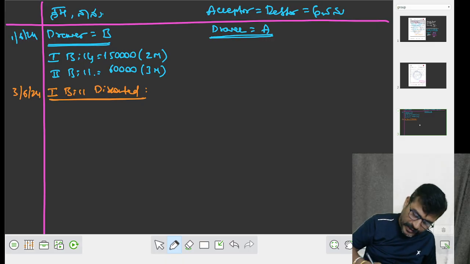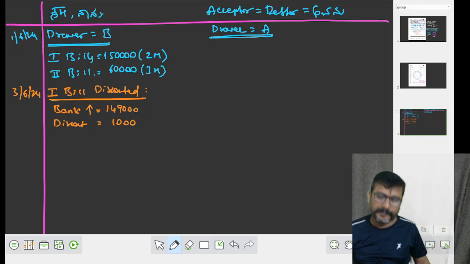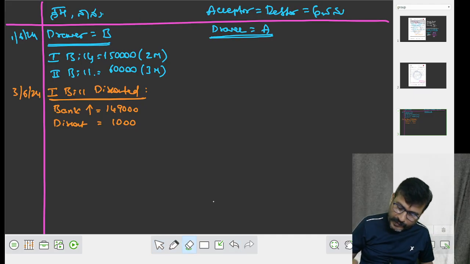Please remember, only when the bills are discounted, we should use the bank account. Because the banker will not give the money in cash, he puts the amount in our account. When bills are discounted, bank increased by 1,49,000. What is the discount amount? 1000 rupees. Remember, this discount is an expense.